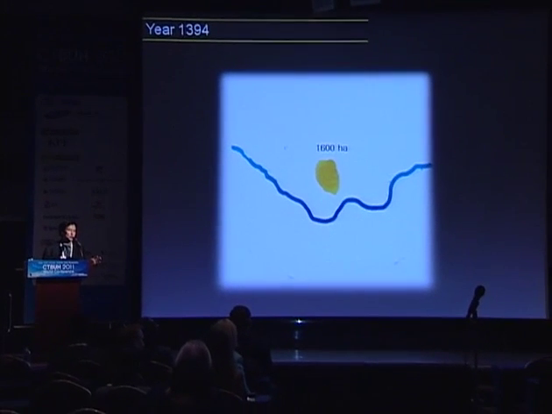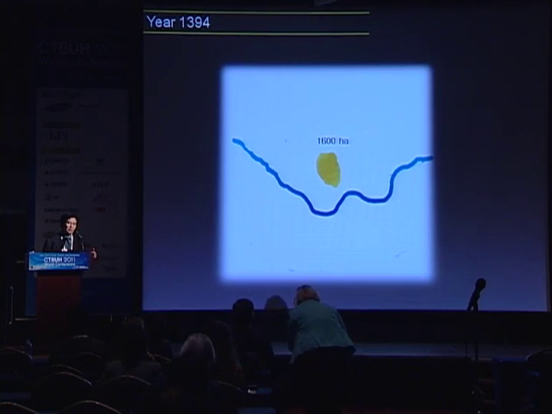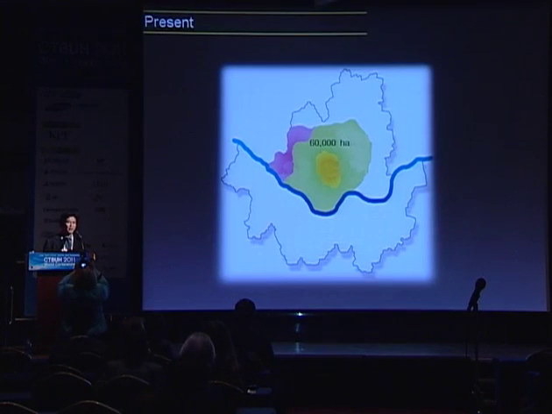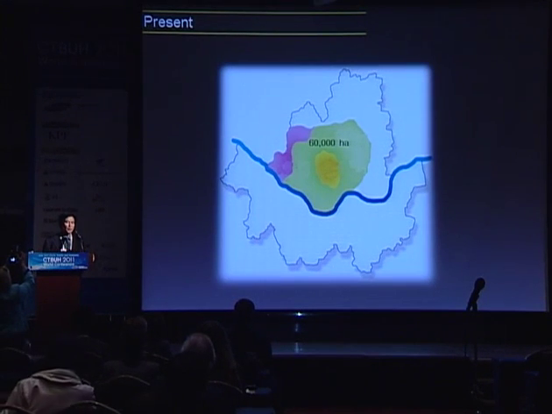This map is an ancient map of the city of Seoul. As you know, Seoul was the capital city of the Joseon dynasty from 600 years ago, as early as the 14th century. At that time, the city was about 1600 hectares, located between the northern mountain and the southern river, the Han River. It's a very small city. The city kept growing during the 600 years, and finally we meet the current city of Seoul, almost 60,000 hectares in size.